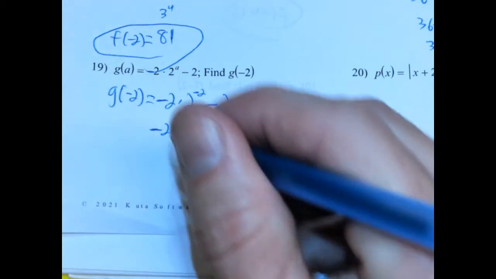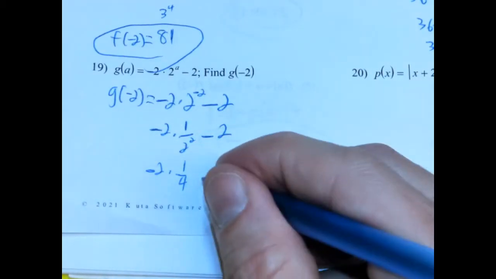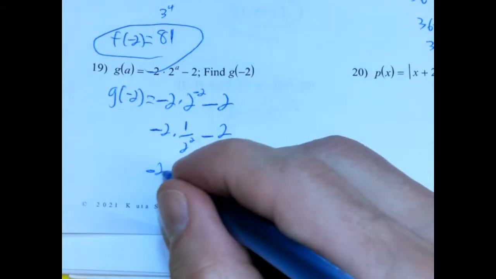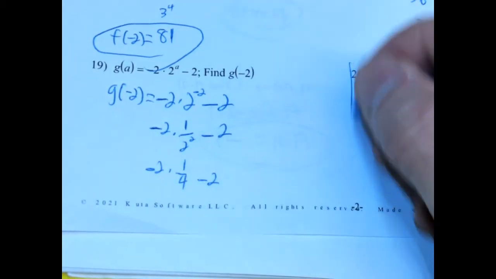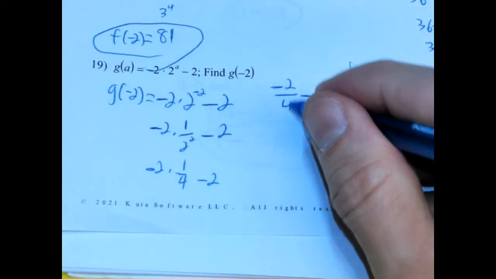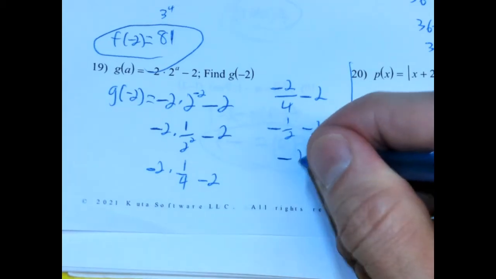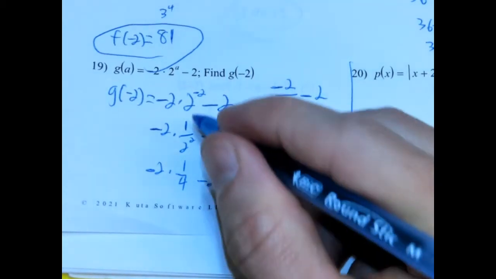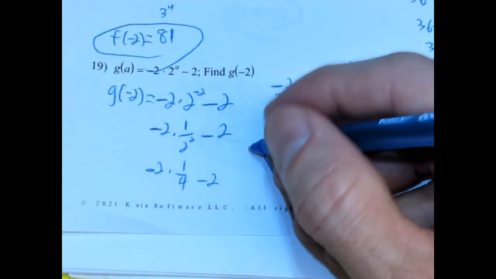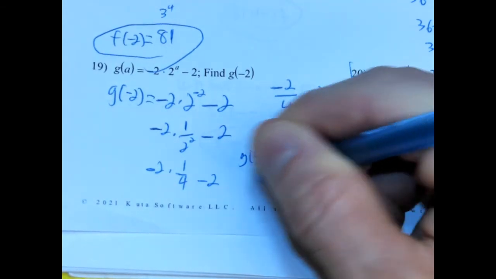Let's simplify that. That'll be 1/4. So negative 2 times 1/4 minus 2. Negative 2 times 1/4 will be negative 2 over 4. I'm going to rewrite it over here so we have room. Negative 2 over 4 minus 2. This will be negative 1/2 minus 2. So this is negative 2 1/2. This is a part that always confuses people. So g of negative 2. I screwed up my function notation there in my rush.